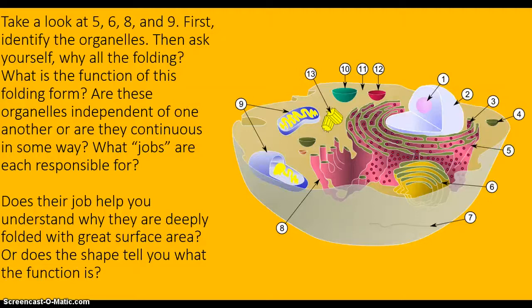Are these organelles independent of one another, or are they continuous in some way? What jobs are each responsible for? Does their job help you understand why they are deeply folded with a great surface area? Or does the shape tell you what the function is?